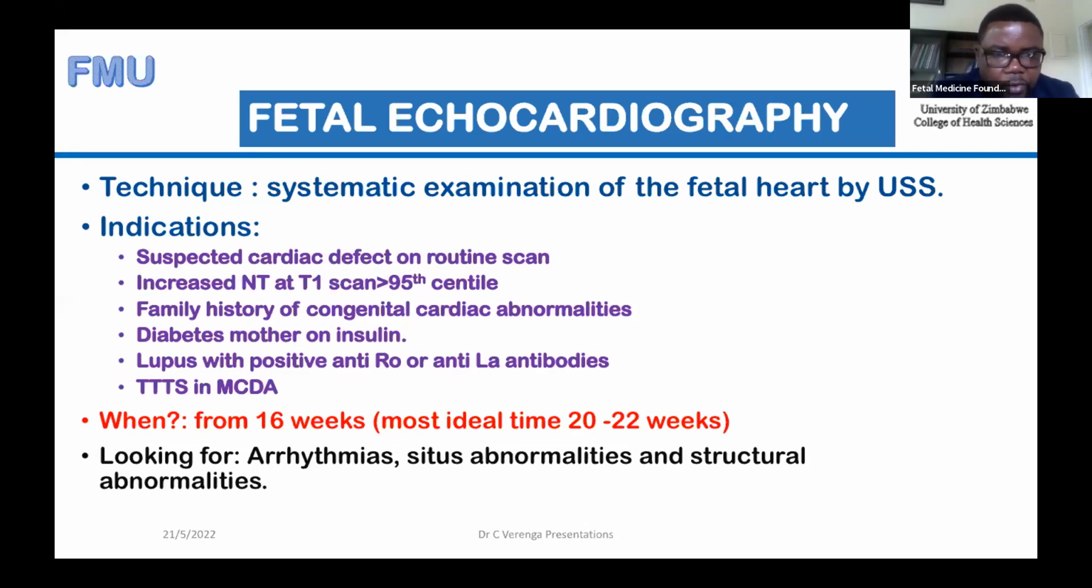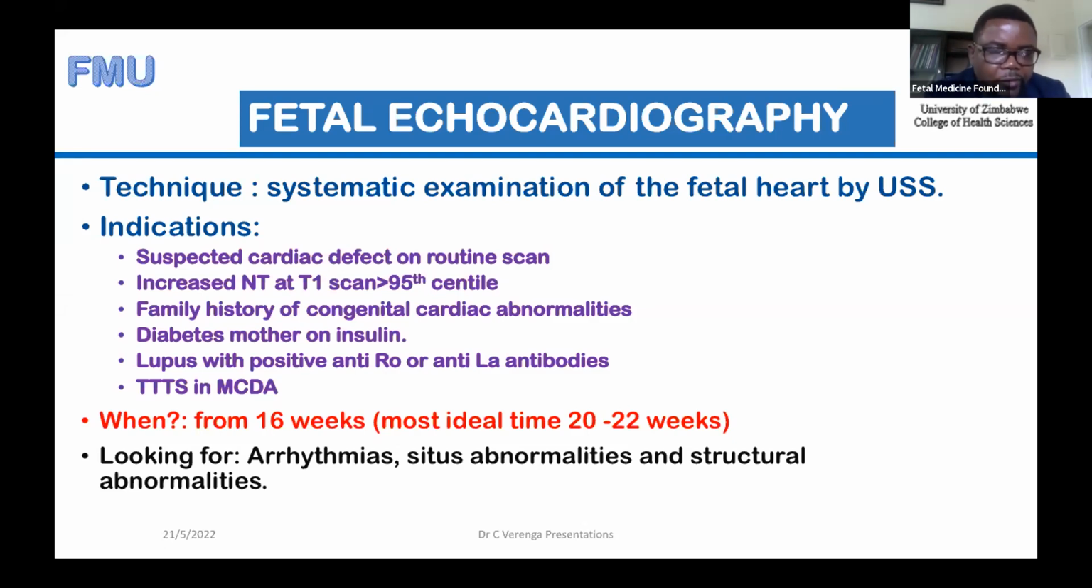Any baby who has an NT during the first trimester scan which is above the 95th centile, remember, an abnormal nuchal translucency is also a screening tool for cardiac defects. So remember this, it's very important. Then family history of congenital cardiac defects.